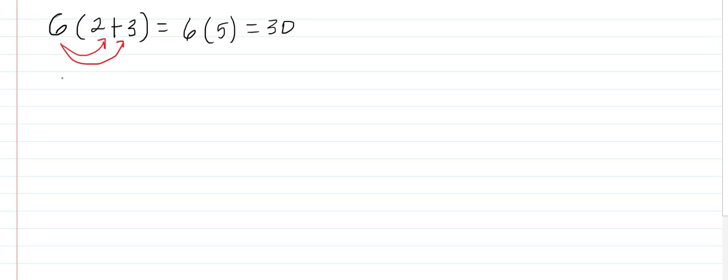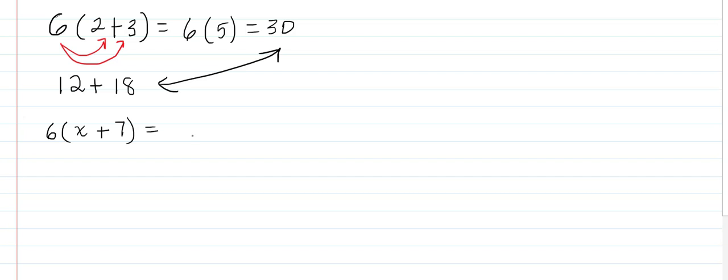So 6 times 2, 12, plus 6 times 3, 18. A coinky-dink? I think not. And so that's what distributing is doing. So even if you have something with a variable, such as this, you still would just multiply 6 times x, which is 6x, and 6 times 7, which is 42.